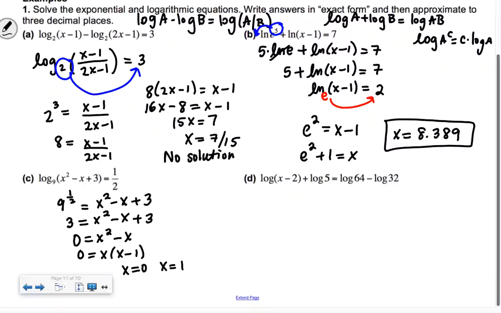If you plug in 1, is it okay? 1 minus 1 plus 3? Yep, it's okay as well. So both of these are okay. They didn't give you the log of a negative number.